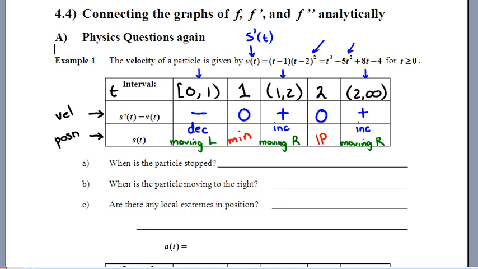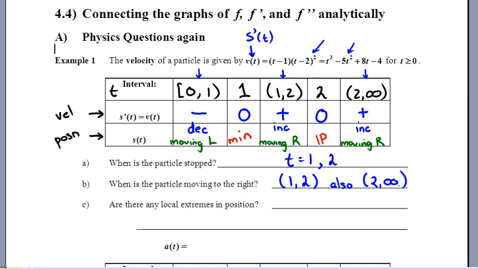When are you stopped? Oh, yeah, I can answer that. You're stopped at time 1 and at time 2. The wheels are not rolling. When are you moving to the right? Well, I'm moving to the right in this time period between 1 and 2, and also after 2, out to infinity.